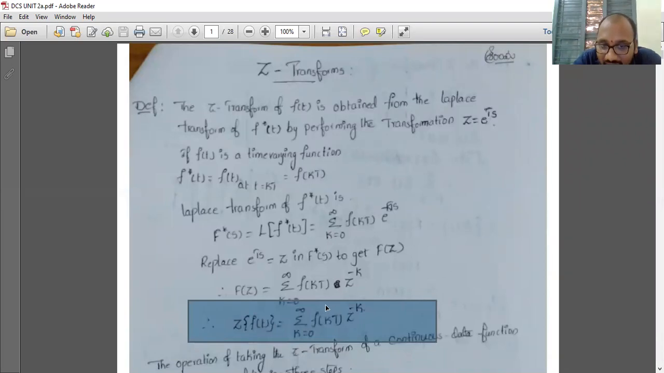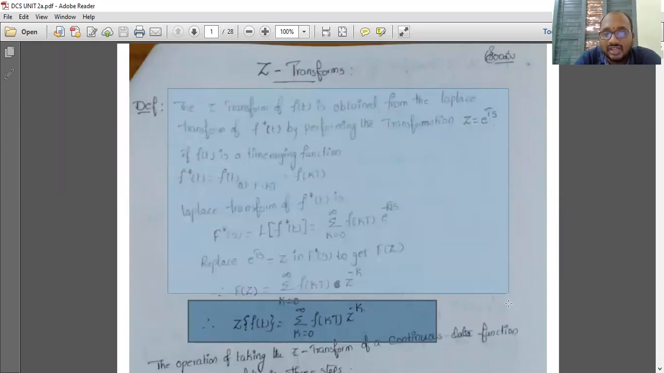How can you get the f of kt value? The f of kt value is nothing but substituting t is equal to kt in our given analog signal f of t. In f of t, wherever t appears, if we substitute kt, we get f of kt. Put f of kt into z power minus k and substitute the limits k is equal to 0 to infinity, that is enough. Sigma k is equal to 0 to infinity f of kt into z power minus k. So this is the definition of Z transform.